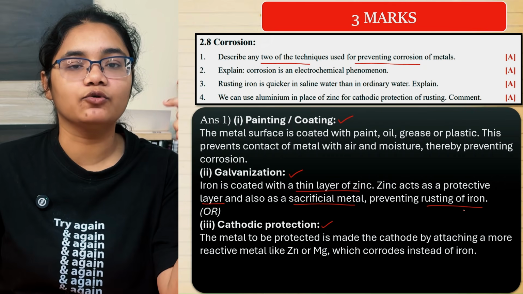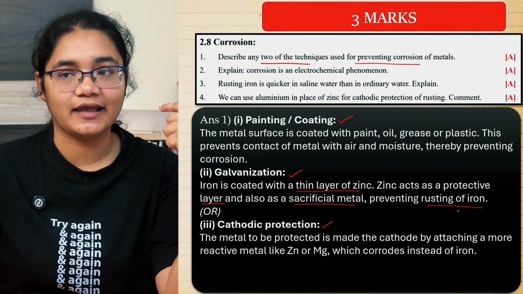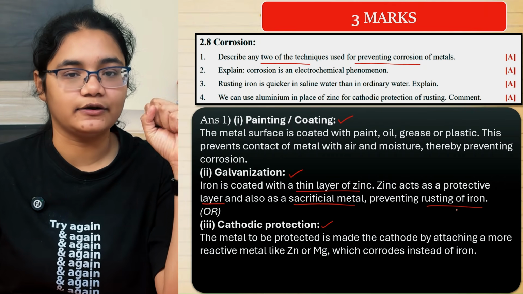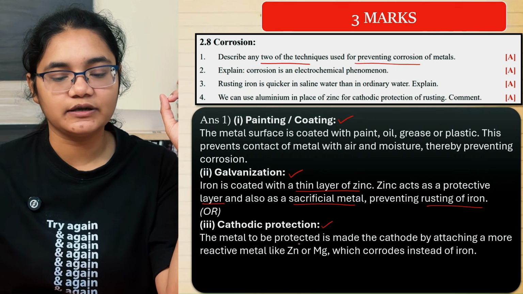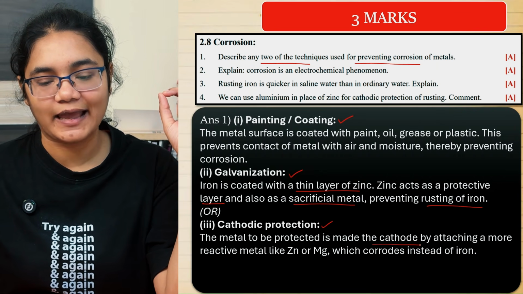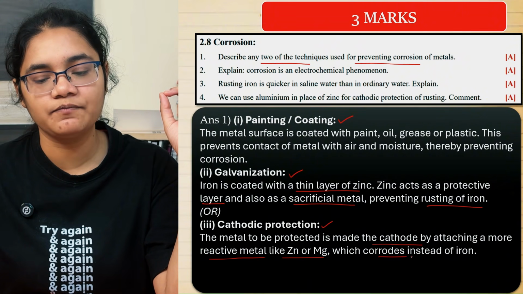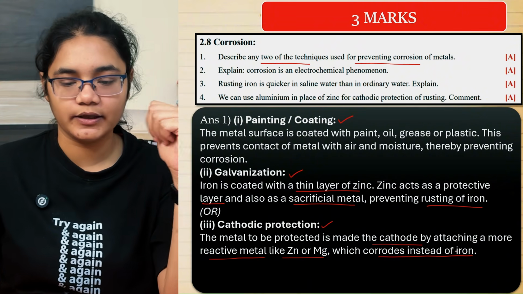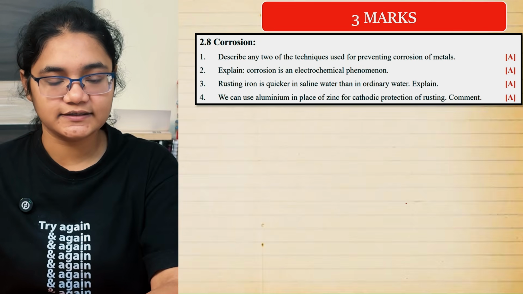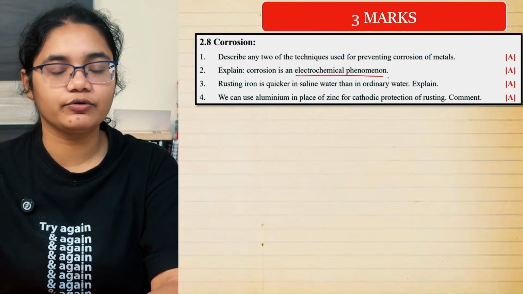So zinc has a higher oxidation potential, it reacts faster, and it protects the iron rod. Now, cathodic protection is where the metal to be protected is made the cathode by attaching a more reactive metal like zinc or magnesium, which corrodes instead of the iron. Okay. Next is, explain that corrosion is an electrochemical phenomenon.